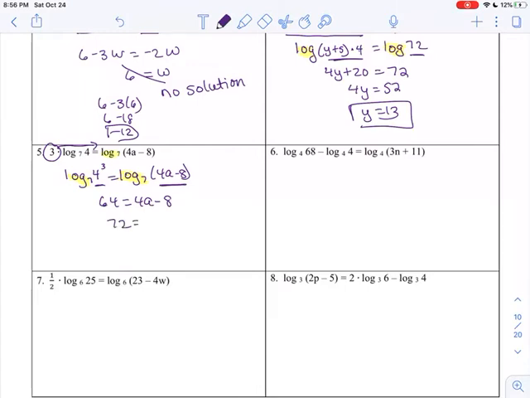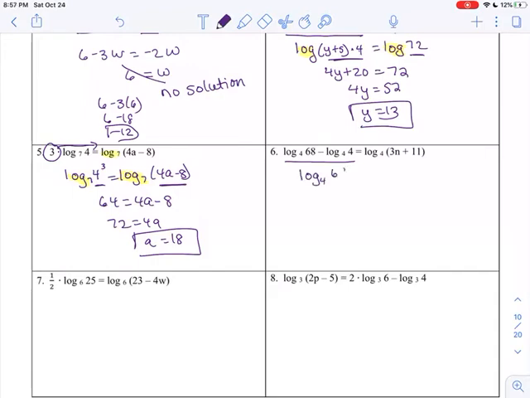Once I have just one log on the left, one log on the right, then I can set these equal to each other. 4 to the third is just 64. And then I can solve. I add 8, divide by 4, a is 18. Quickly just plug in 18 to make sure that you will not get any negatives, and you will not.